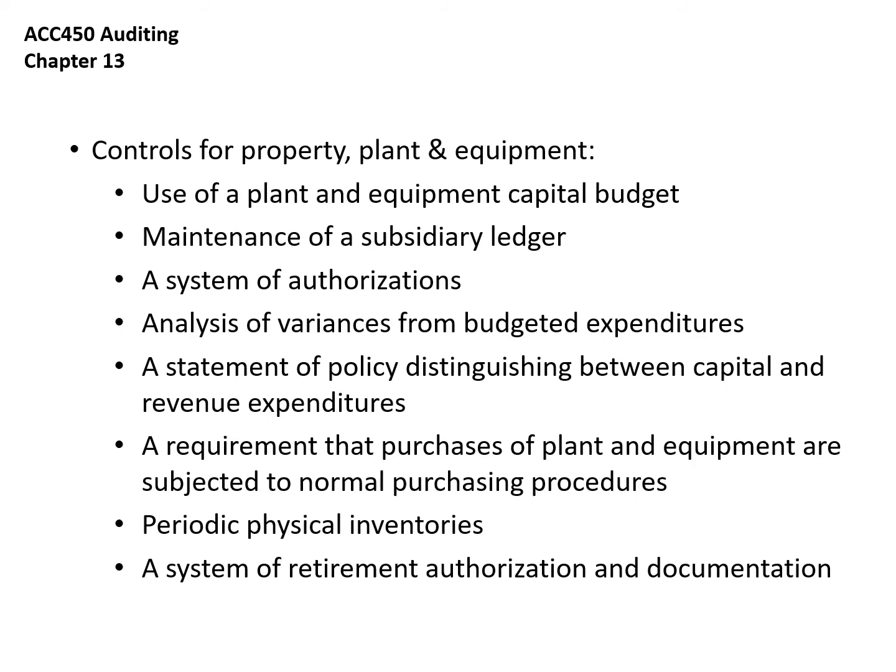So some controls for property, plant, and equipment that are very important. One is that they have a plant and equipment capital budget. So there's a formal process for people in the company to say, I need a new forklift, I need a new delivery truck, I need a new machine, that sort of thing. And in well-run companies, they have a process for justifying those proposed purchases based on internal rate of return, net present value. A more crude measure would be payback period.